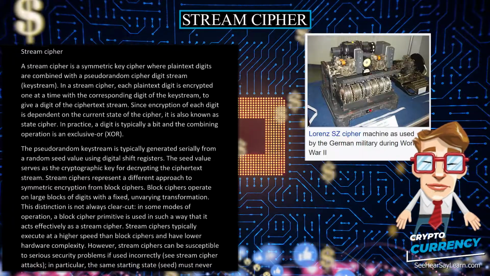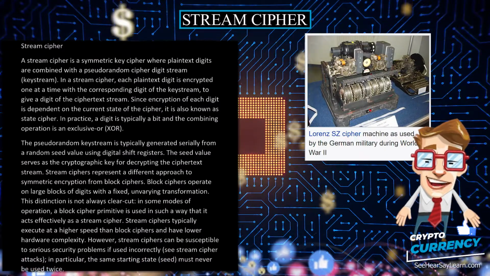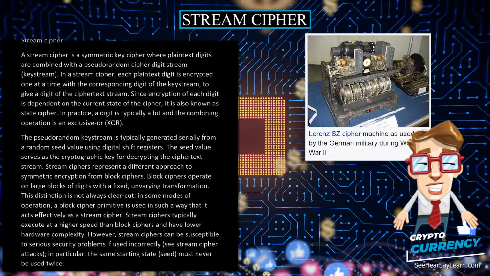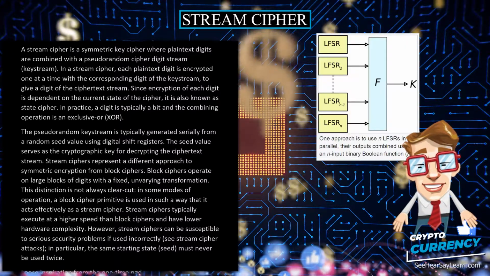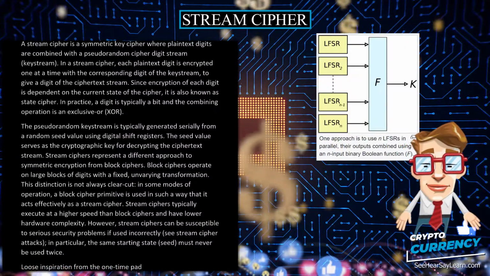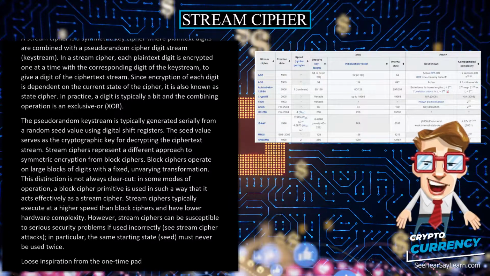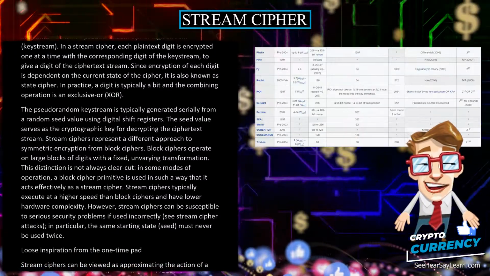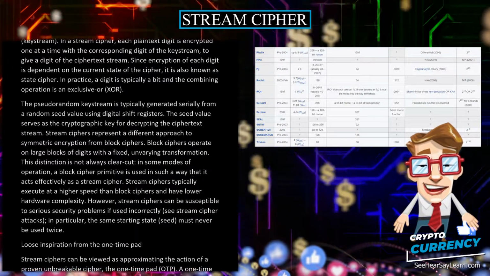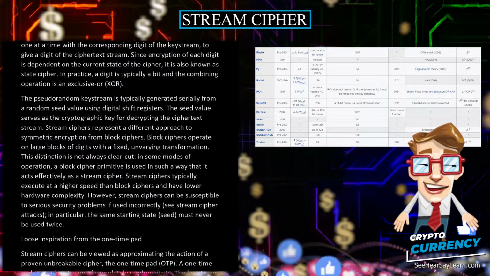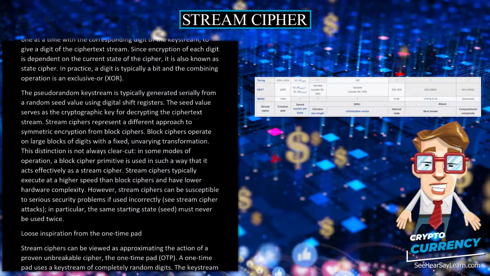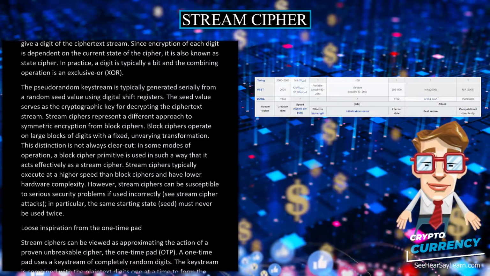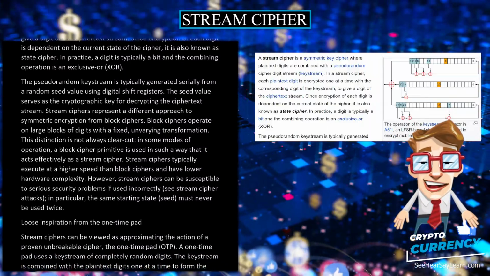The pseudorandom keystream is typically generated serially from a random seed value using digital shift registers. The seed value serves as the cryptographic key for decrypting the ciphertext stream. Stream ciphers represent a different approach to symmetric encryption from block ciphers. Block ciphers operate on large blocks of digits with a fixed, unvarying transformation. This distinction is not always clear-cut.